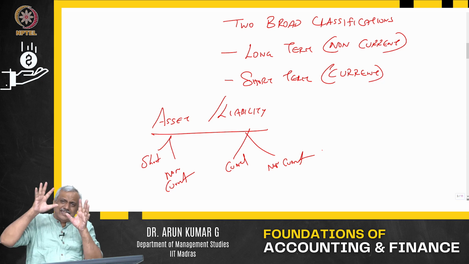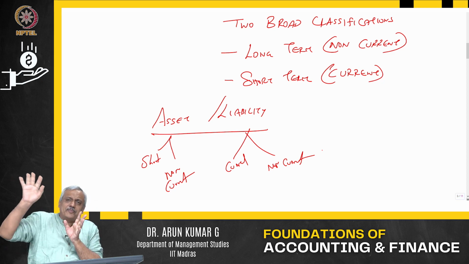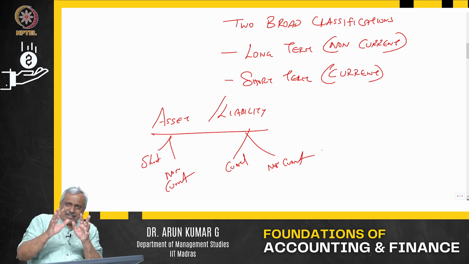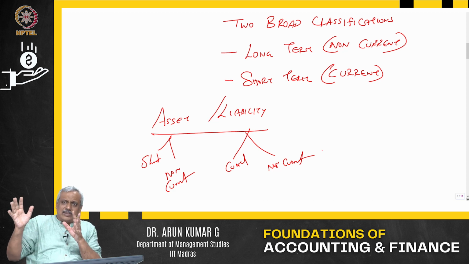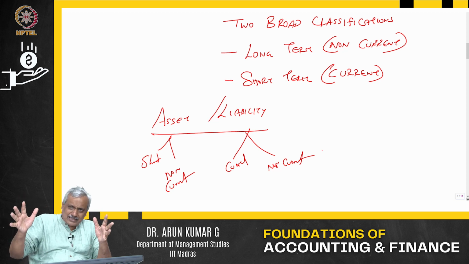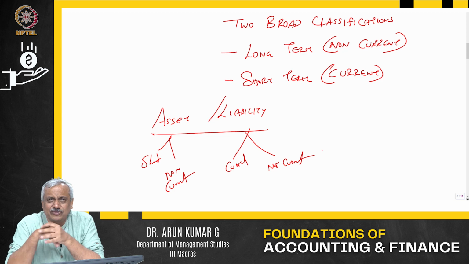Assets which do not change the form very frequently. For example, I buy a building. The building value will change because of depreciation at the end of every year, agreed, but the building as a building remains as a building, does not change the form every now and then. The building is 15,000 square feet, it remains as 15,000 square feet, so it does not change the form quite often.